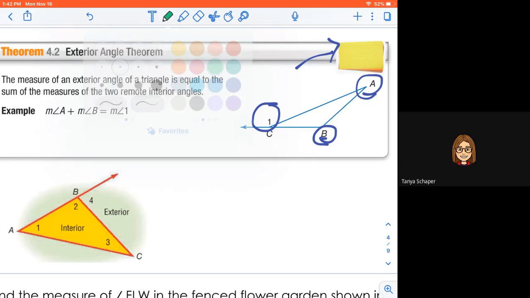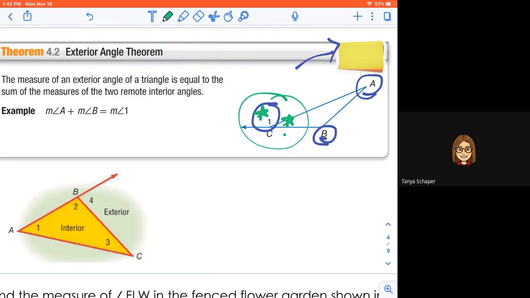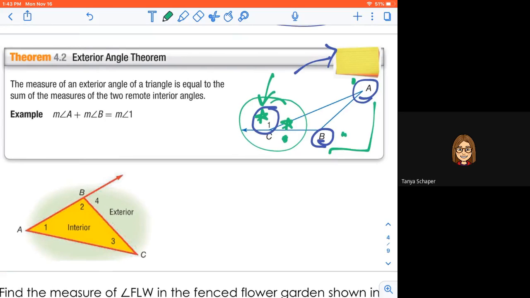These two angles right here are supplementary because of the supplement theorem. They form a linear pair, so they equal 180. If these two equal 180, and the sum of this one and this one equal 180, then algebraically we can say that this exterior angle is equal to the sum of the two remote interior angles. Note card, make sure you get it on a note card: exterior angle theorem.